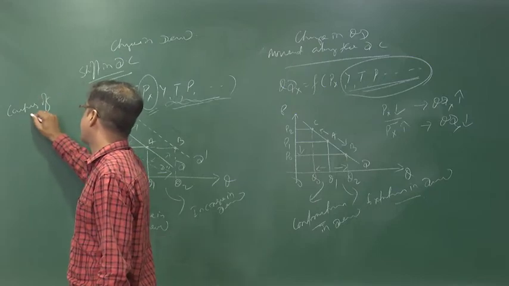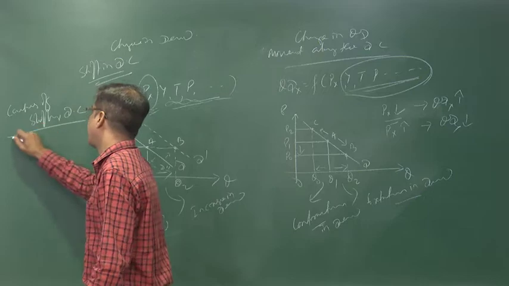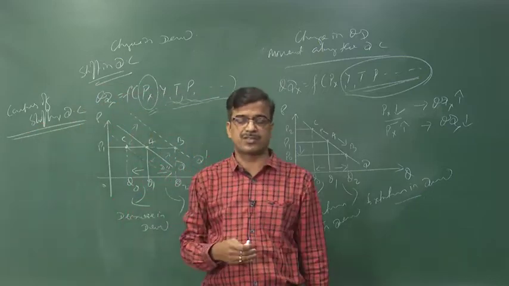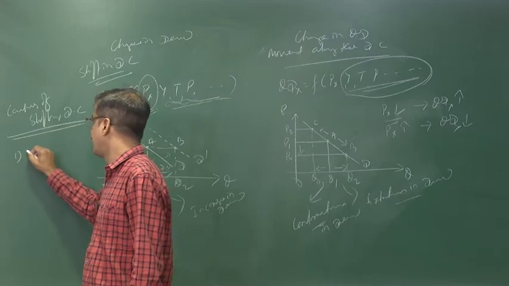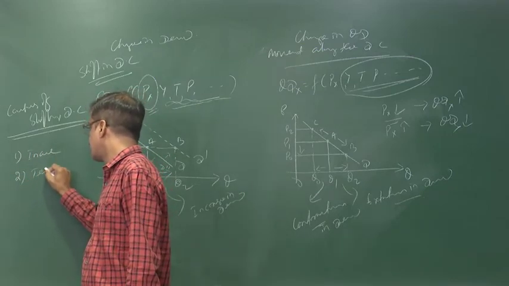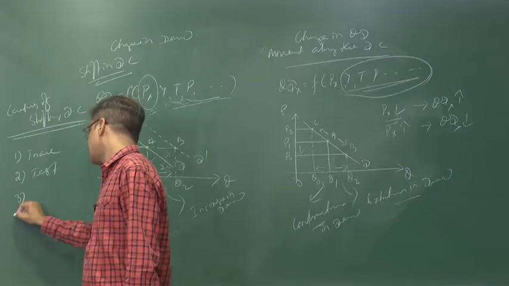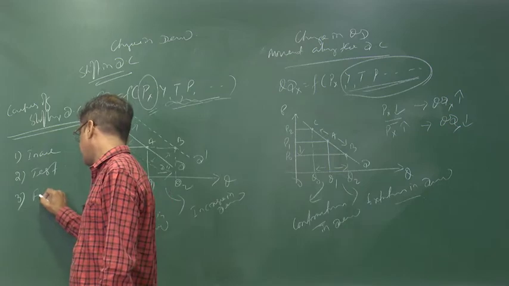Causes of shifting. So, what are the causes for which the demand curve shifts? Now, first of all the income, second is the taste, third is let us say the expectation in the future.